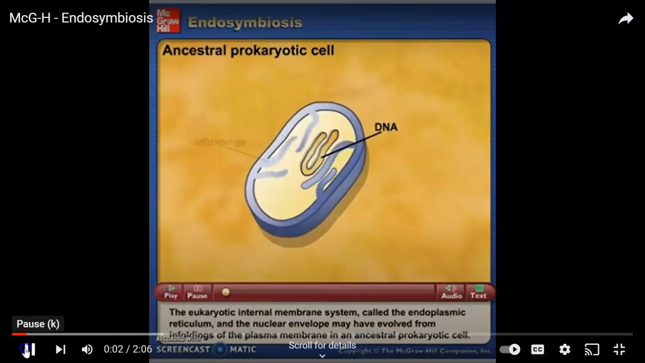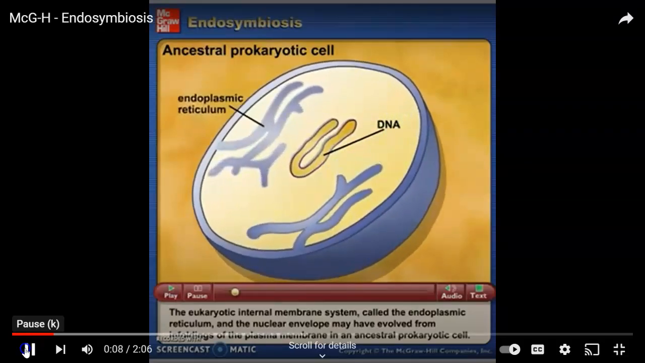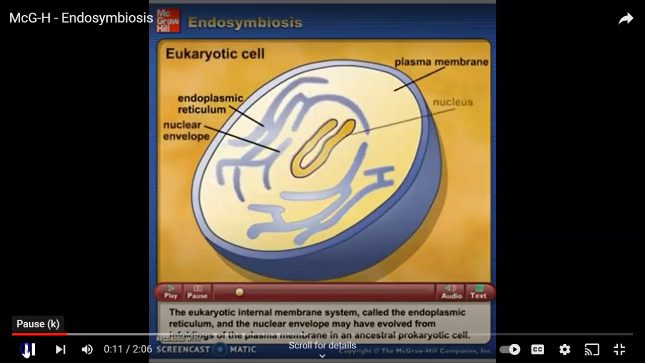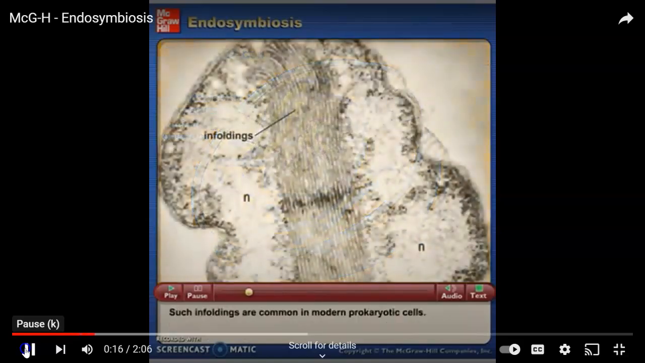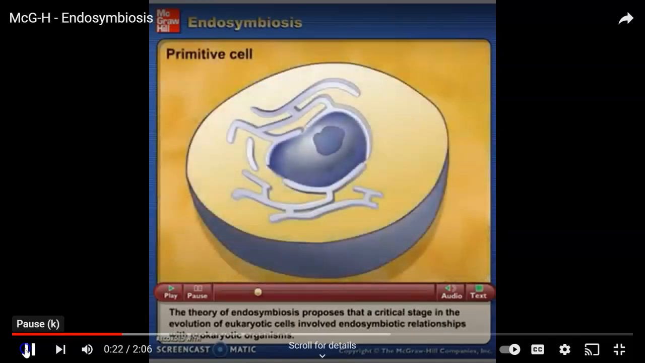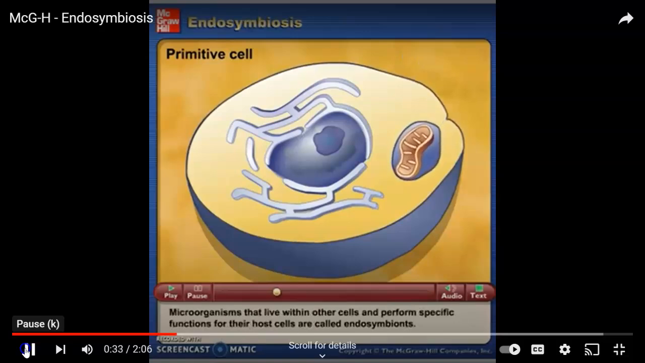The eukaryotic internal membrane system, called the endoplasmic reticulum, and the nuclear envelope may have evolved from infoldings of the plasma membrane in an ancestral prokaryotic cell. Such infoldings are common in modern prokaryotic cells. The theory of endosymbiosis proposes that a critical stage in the evolution of eukaryotic cells involved endosymbiotic relationships with prokaryotic organisms. Microorganisms that live within other cells and perform specific functions for their host cells are called endosymbionts.